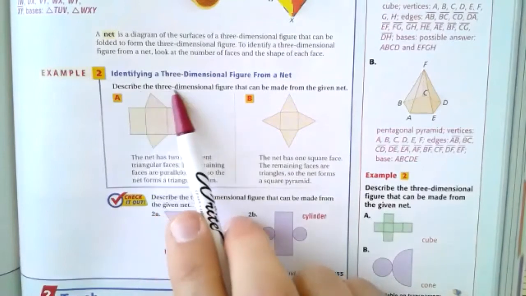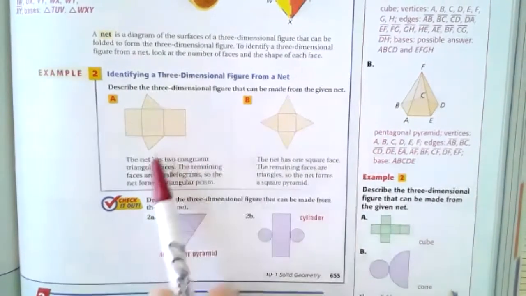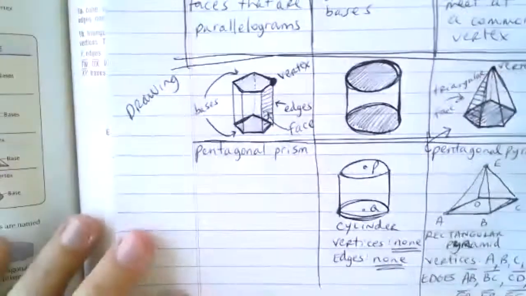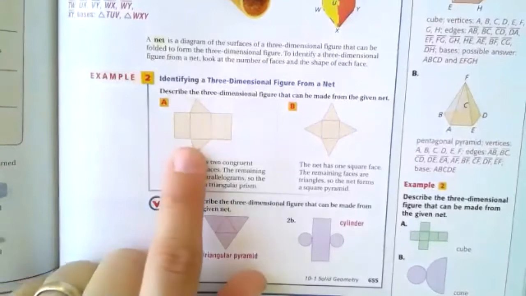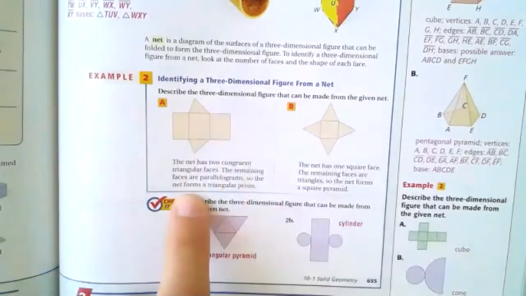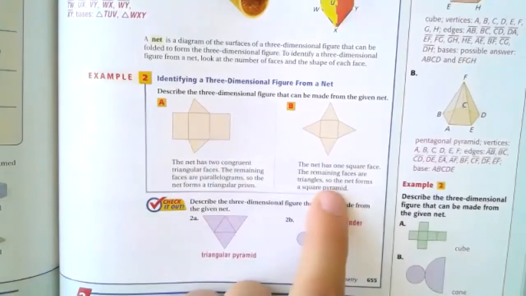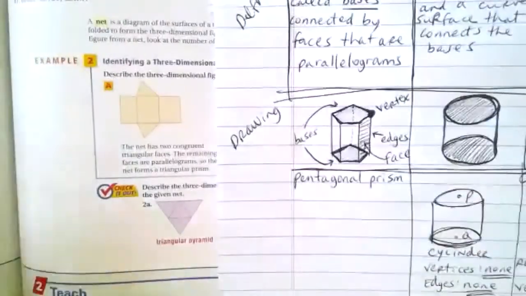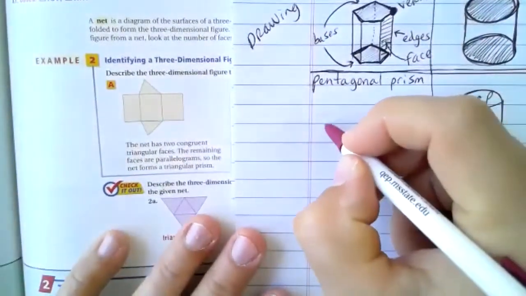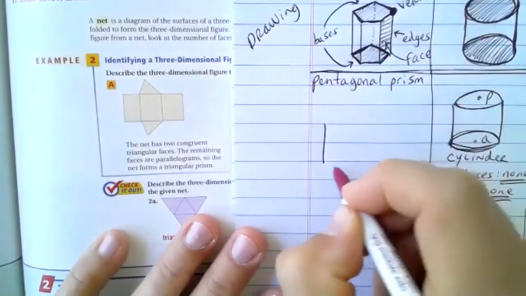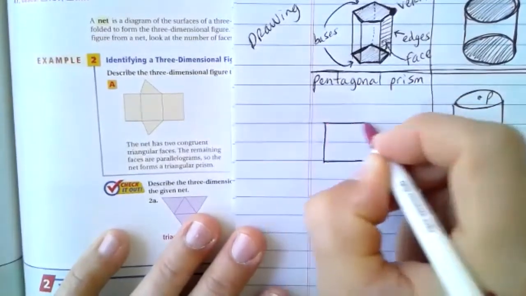All right, so we're going to describe the three-dimensional figures that can be made from the given net. And now I'm going to draw the net first. Let's keep our prisms with prisms and our pyramids with pyramids, okay? So I'm going to draw this net under the prism format, and then I'm going to draw this under the pyramid. I'm basically going to redraw this the best way I can, keeping it side by side. I'm going to draw a net. So this is called a net.